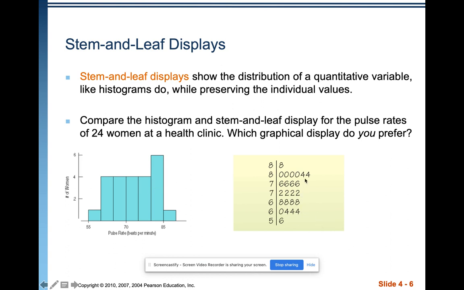You get the same information from a stem and leaf display or stem and leaf plot. But the nice thing about it is that you actually can see what the individual values are. If you're going to calculate specific values to represent the center or the spread of the data, that's really nice to have all those values in a nice ordered list.